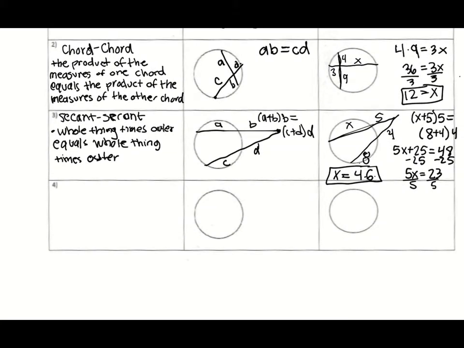Okay, let's look at the next combination. Our next one is a secant tangent. In this case, we're going to have the whole thing times the outer, and that equals the tangent squared.